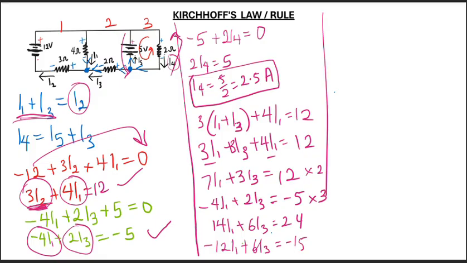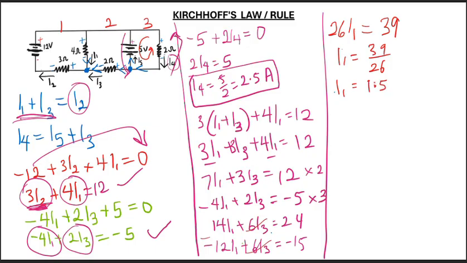Now I will just subtract them. If I subtract 14i1 minus 12i1, I'm going to have 26i1, and the 6 will now cancel this, which equals 24 minus 15, which gives you 39. If I divide this, I will have i1 to be 39 over 26. Punching this into the calculator, I will have 1.5 ampere.